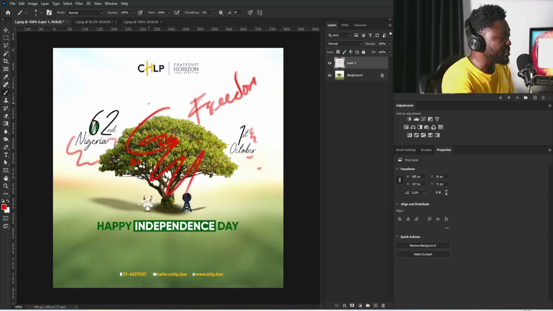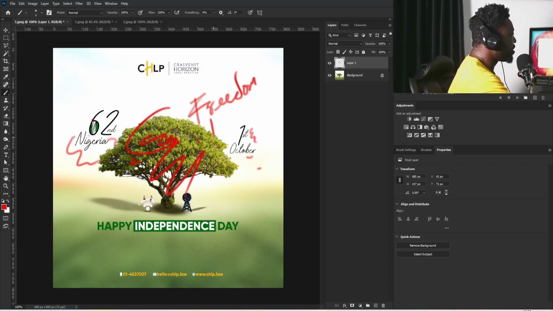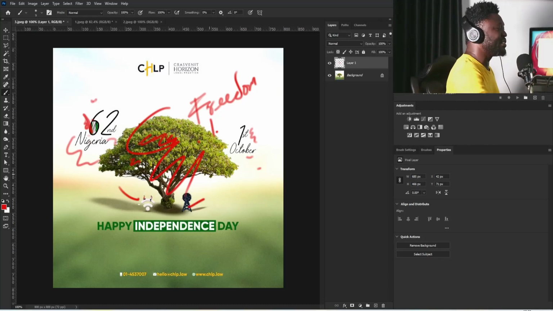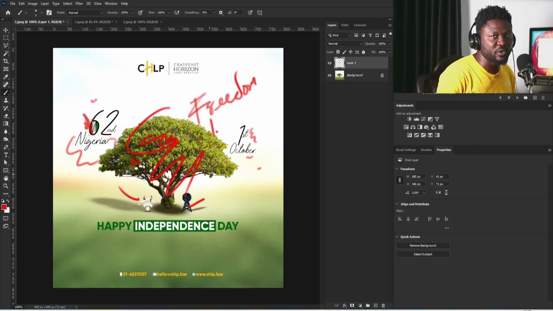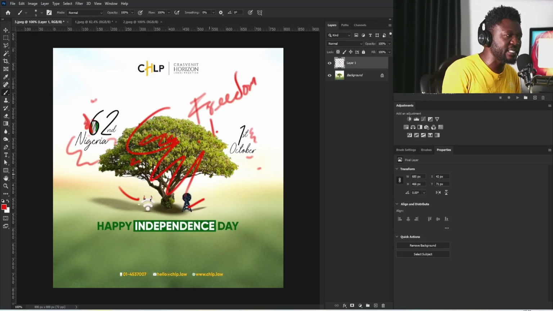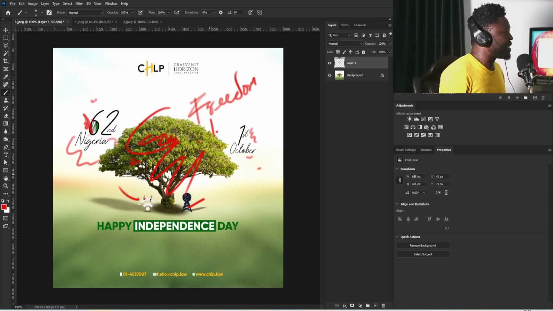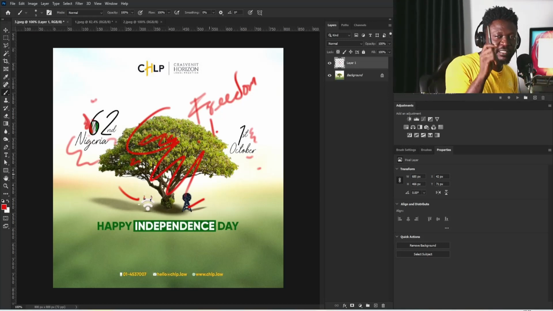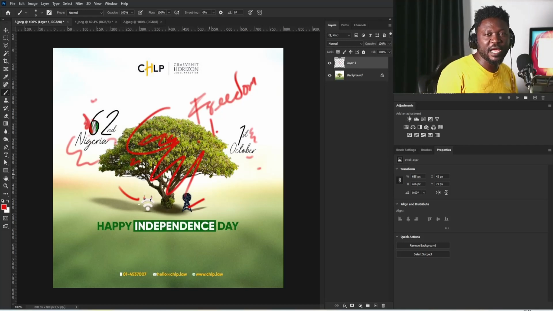Now, the reason why I'm saying this is this. This tree here is a contrast. The effect you did to this 62 here is also a contrast. This is a contrast. This also is another contrast. So you see, we have too many contrasts on the project, and that is why the design is not successful. So if you want to call attention to your project where using contrast is concerned, one element is enough to do that. All right, one element is enough to do that.